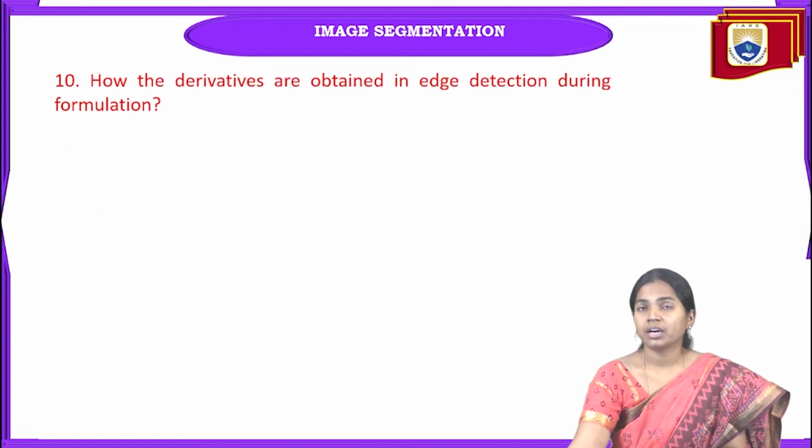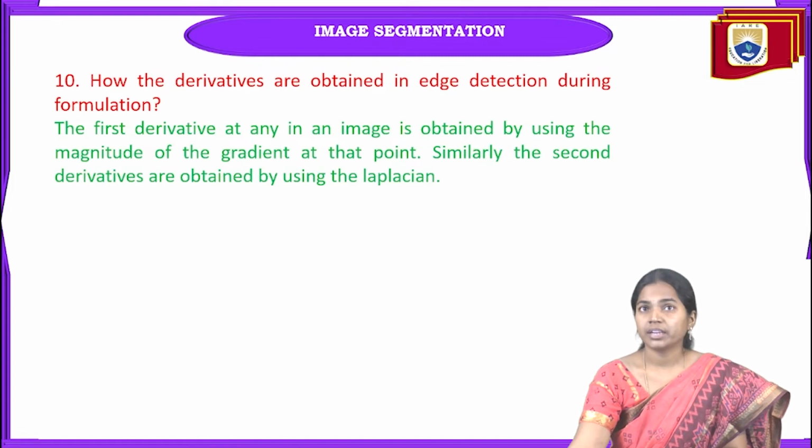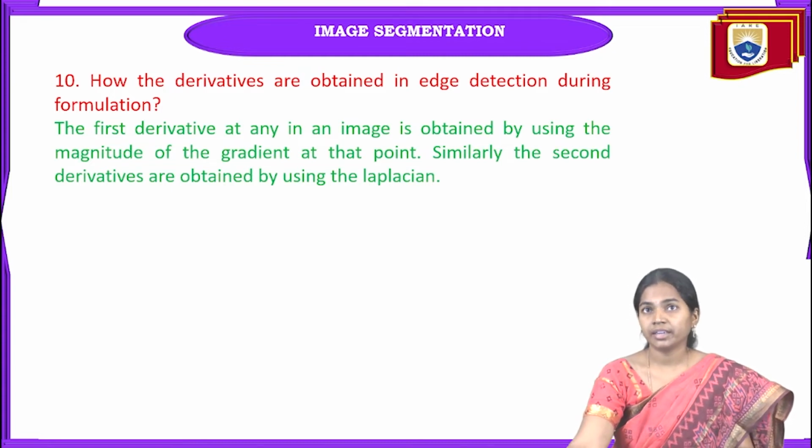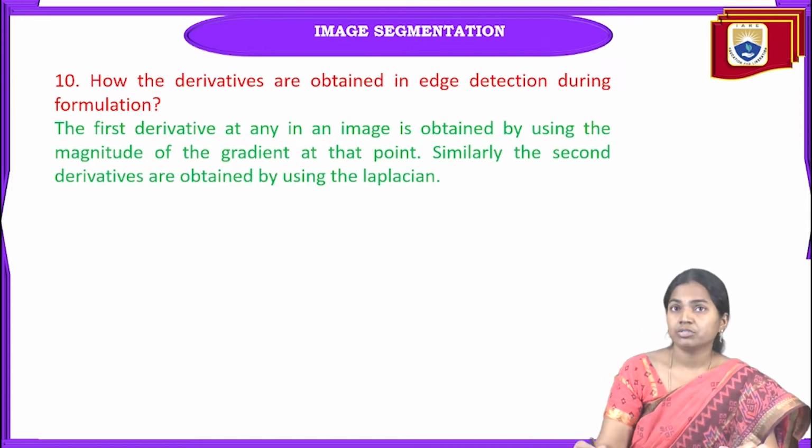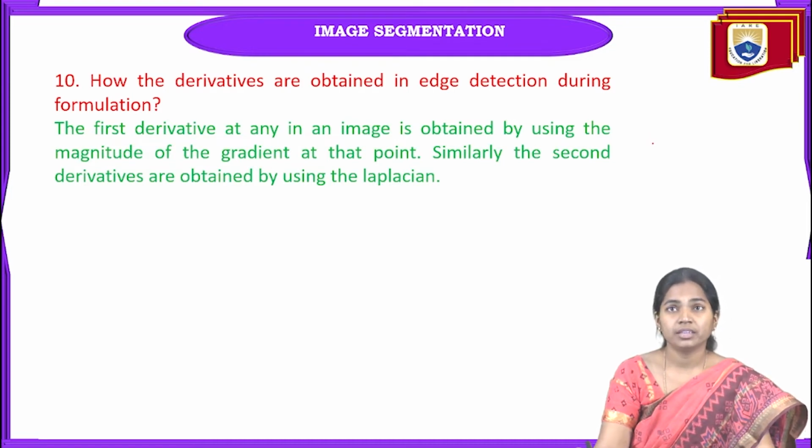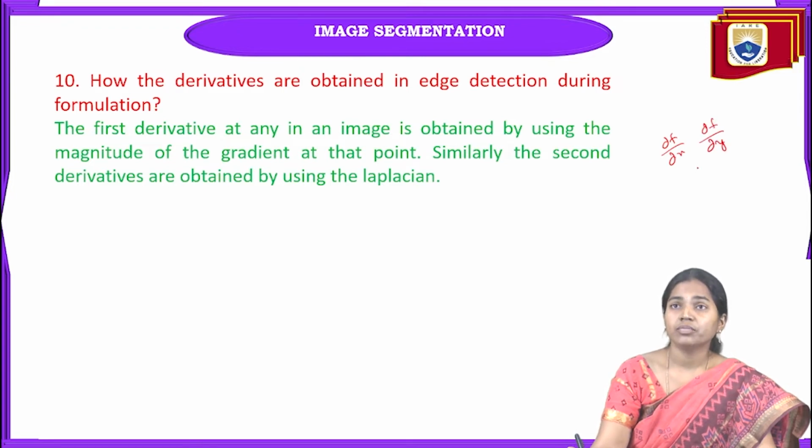Next, how are the derivatives obtained in edge detection during formulation? The first derivative at any point in an image is obtained by using the magnitude of the gradient at that point. Similarly, the second derivative is obtained by using the Laplacian. With the gradient operator, we use ∂f/∂x and ∂f/∂y to detect edges. With this derivative operator, we can detect the vertical and horizontal lines of an image. Here, ∂f/∂x plus ∂f/∂y scans vertical and horizontal lines in an image.